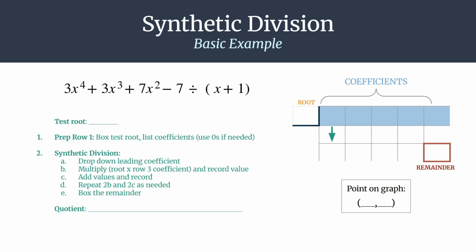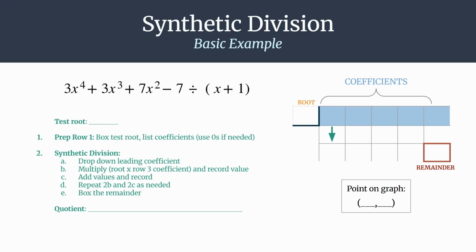Here's a quick example on how to use synthetic division with polynomials. So we're looking to divide this larger polynomial, 3x to the fourth plus 3x to the third plus 7x squared minus 7, by the binomial x plus 1.